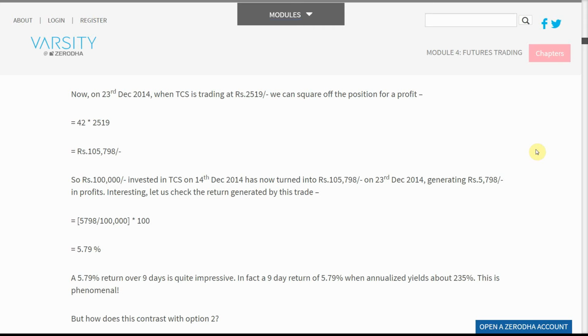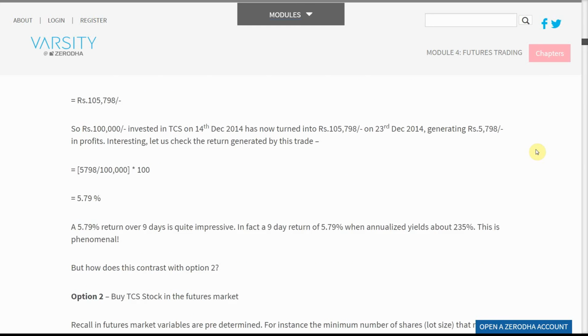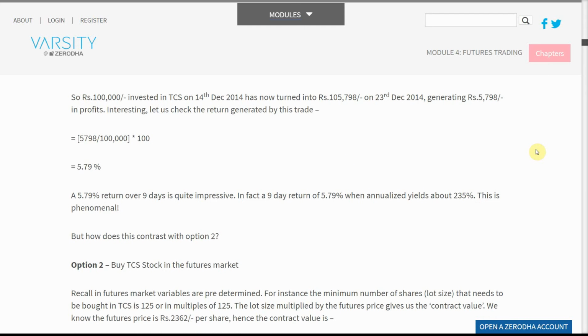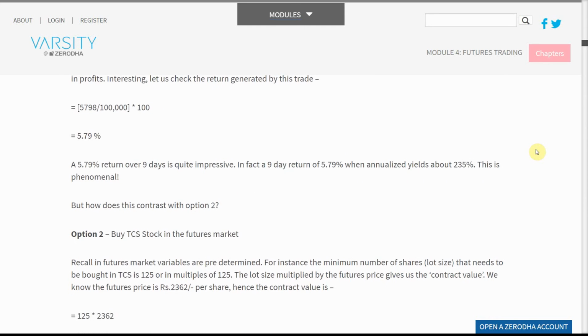Interesting. Let us check the return generated by this trade. It equals 5,798 divided by 100,000, times 100, which equals 5.79%. A 5.79% return over 9 days is quite impressive. In fact, a 9-day return of 5.79% when annualized yields about 235%. This is phenomenal. But how does this contrast with option 2?